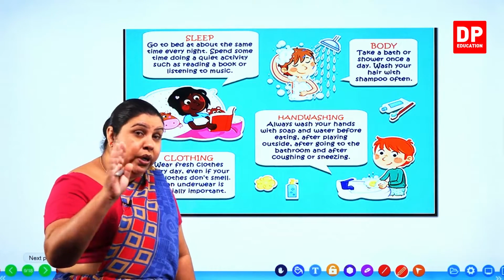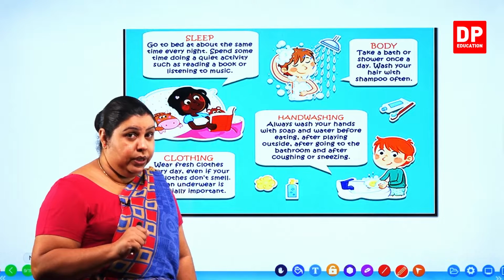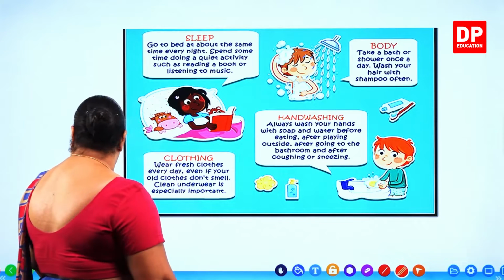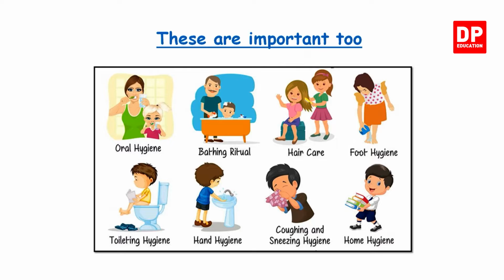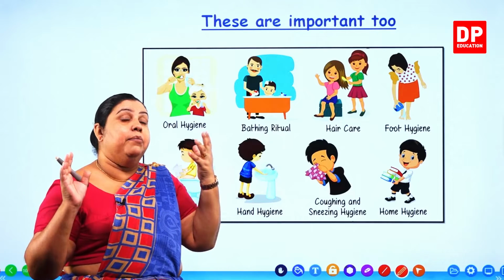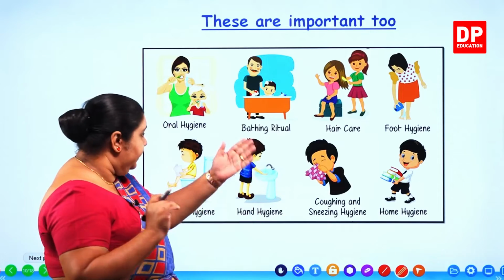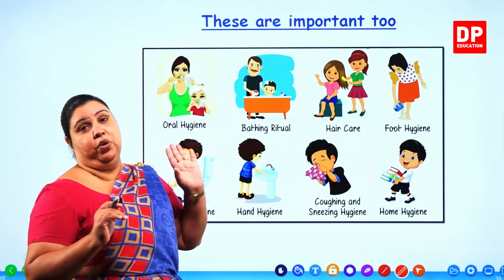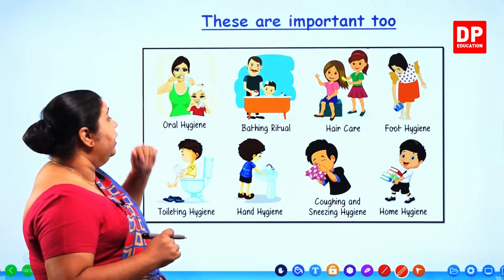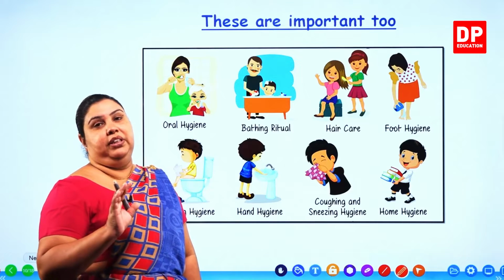There are some more important things that you need to learn. Let's go to our next slide. Now keep your pupils book and the workbook. I'm going to do those activities also. These are important too. Now at the same time that we take care of our hair, nails and all that, these things are also important. What are they? Oral hygiene. Now we spoke about these things.